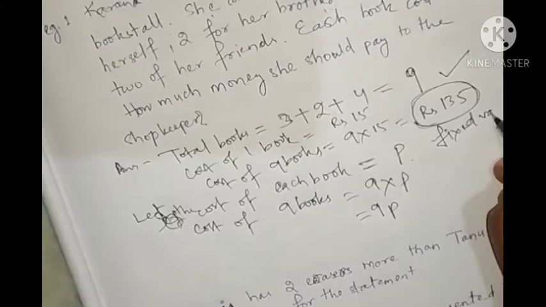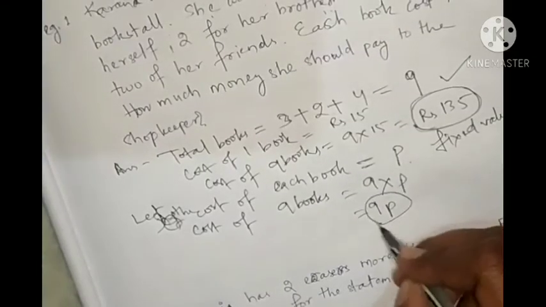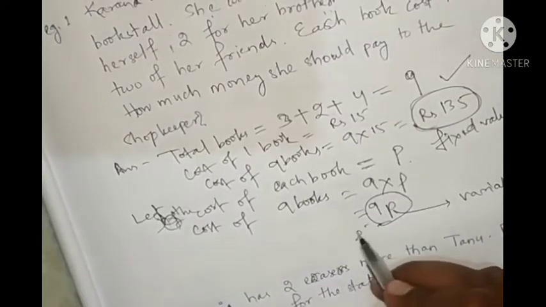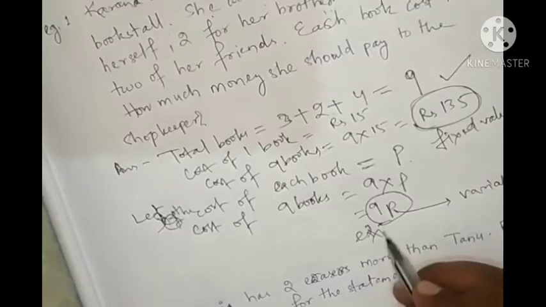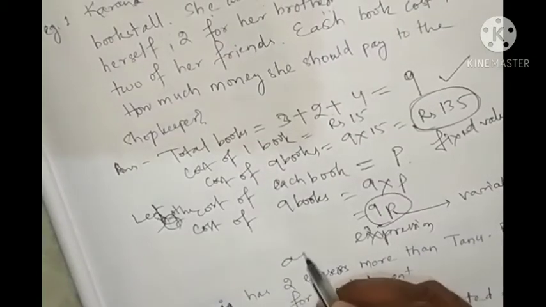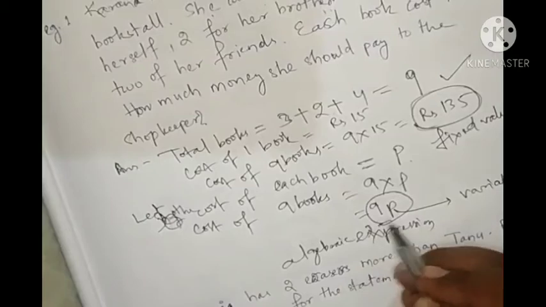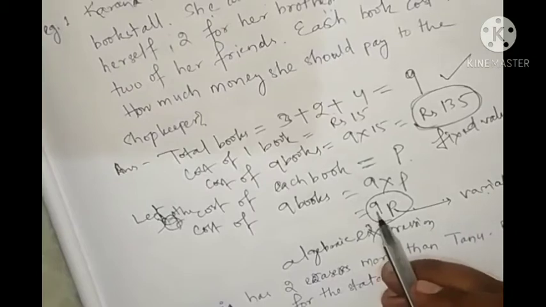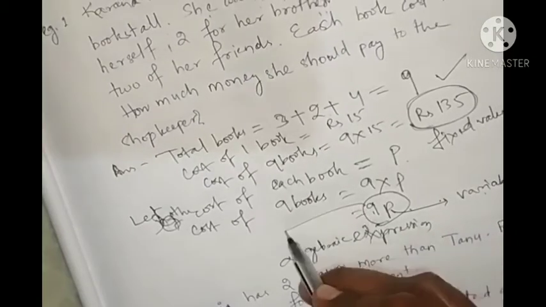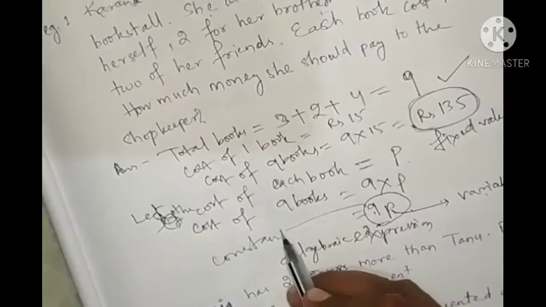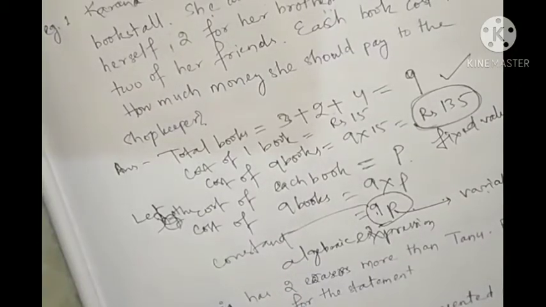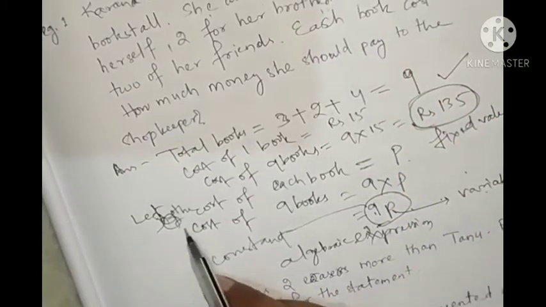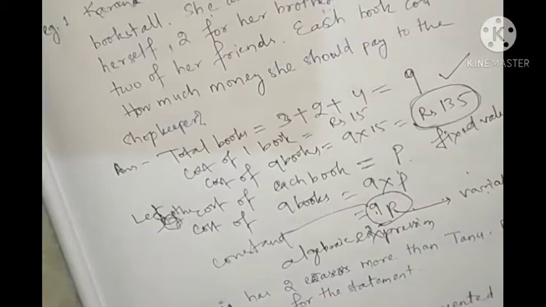So this Rs 135 is expressed as a number, that is a fixed value. This is not a variable. But here P in 9P is a variable, and this is an expression. Which type of expression? An algebraic expression, that is 9P. So here you can see P is a variable, 9 is not a variable, it is a number. You can say it is a constant.